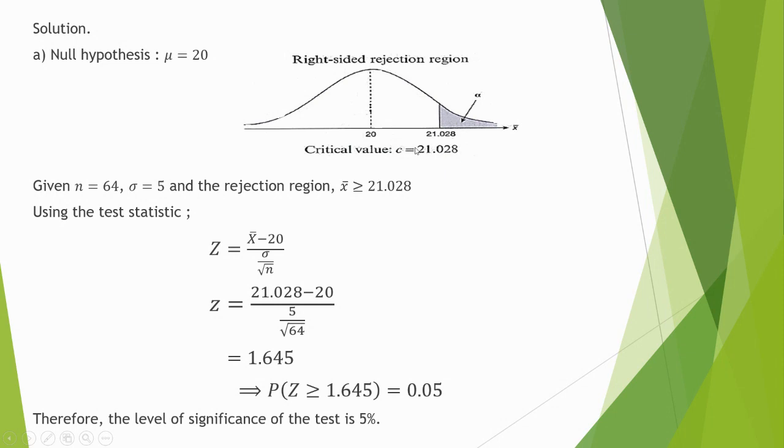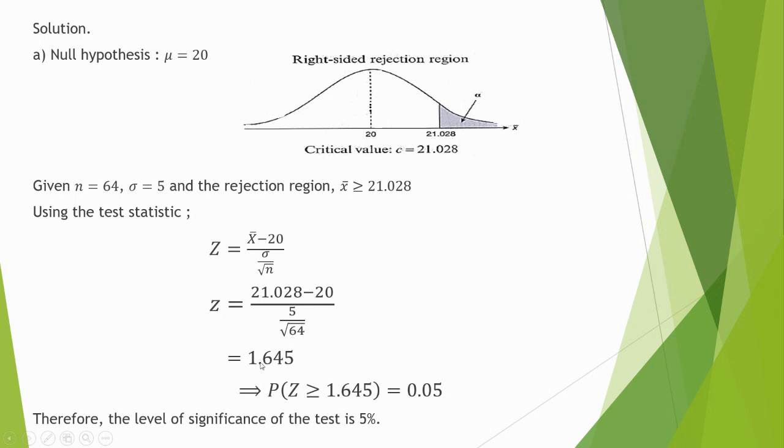Okay. So this is your x bar value here. So using the test statistic, you want to find that z. What is the value of z here? Okay. So 21.028 minus 20, divided by sigma, 5, over square root of 64. This is our n. Okay.